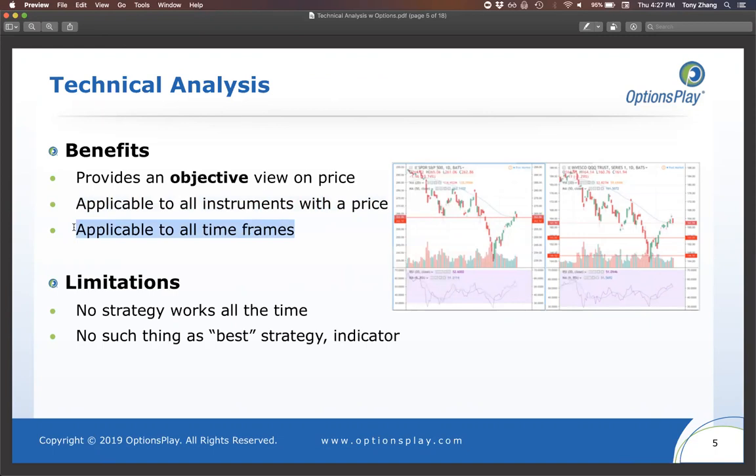And that's the beauty of it, so that it's really adaptable to not only what type of trading you're interested in, but also how frequently you trade. That cannot be said for any other form of analysis.